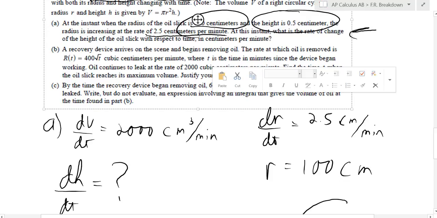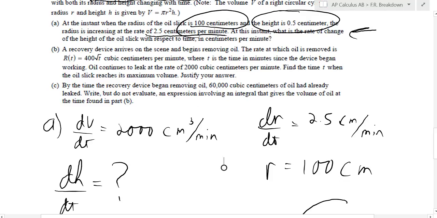All right. Can we do B? So right now we have a rate into the oil slick. It's 2,000 cubic centimeters a minute, right? That's how it's growing. And then all of a sudden in B, they say a recovery device shows up, and now it's removing oil. So that's a rate out. Now I have a rate in and a rate out. So the derivative of the amount of oil is the subtraction of those two things.